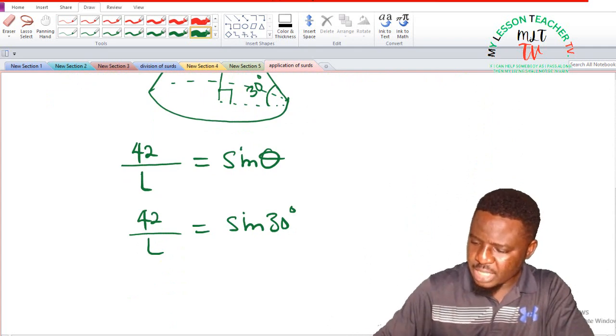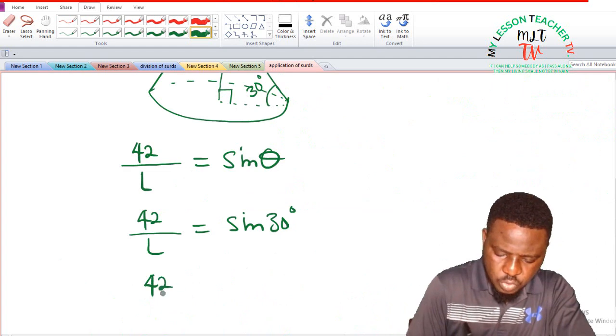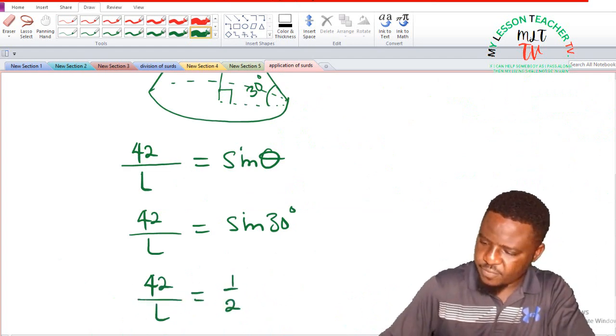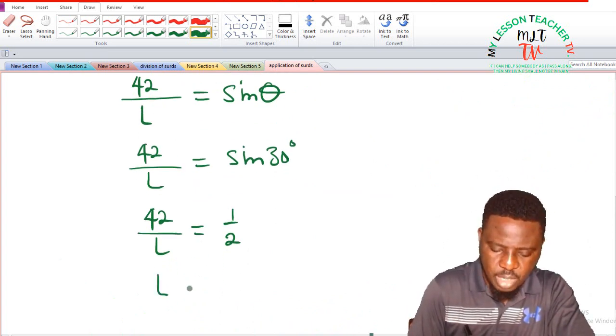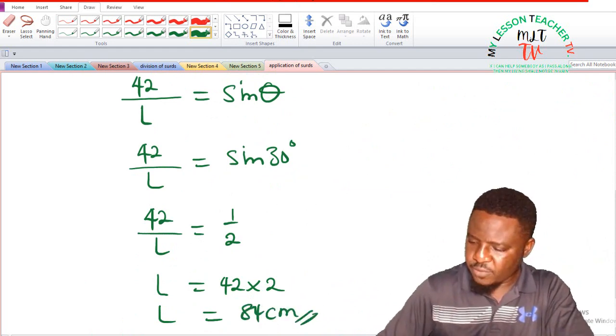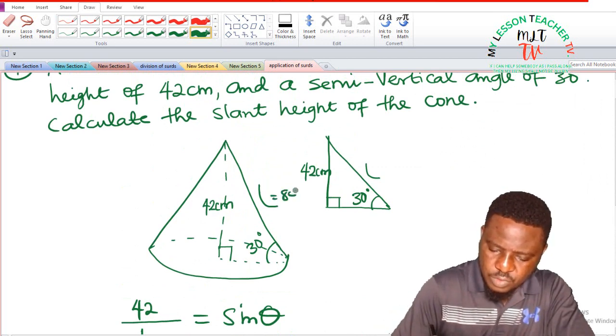And sine 30 degrees, we have already established that it is equal to half. So this is said to be 42 divided by L is equal to a half. So you cross multiply and make L the subject of the formula. L is said to be equal to 42 times 2, and L, which is the slant height, is said to be 84 centimeters. So 84 centimeters is said to be the slant height of this cone.